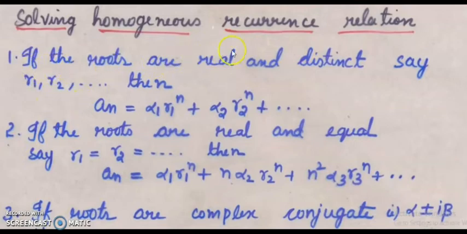First, if the roots are real and distinct, say r1, r2, etc., then an is equal to alpha 1 r1 raised to n plus alpha 2 r2 raised to n plus etc. There can be any number of roots, it depends on the equation. This is what we call the homogeneous solution. Alpha 1, alpha 2 are constants, and r1 is a root, so r1 raised to n, plus alpha 2 r2 raised to n, plus etc. If you have r3, you can write alpha 3 r3 raised to n, plus etc.